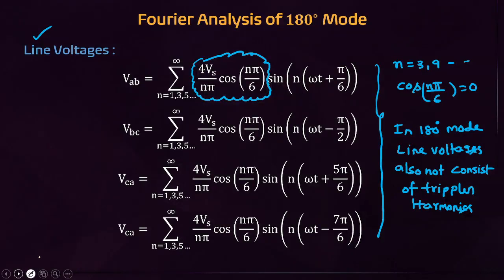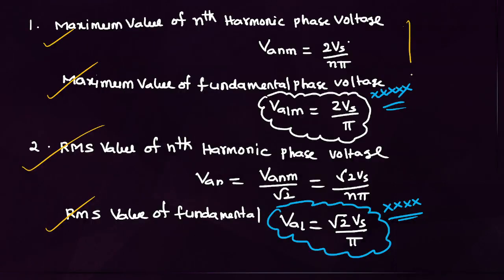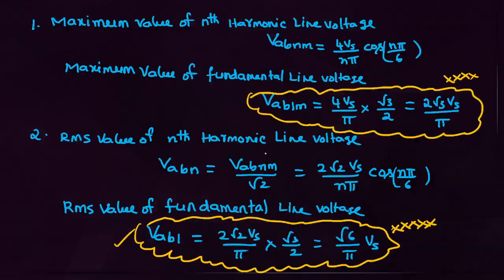Very, very important. If you apply the Fourier analysis for 180-degree mode, these instantaneous values you do not need to remember. Only this you have to remember. This is very important. These are the phase-related formulas of 180-degree mode. This you do not need to remember. These are the line-related formulas of 180-degree mode.